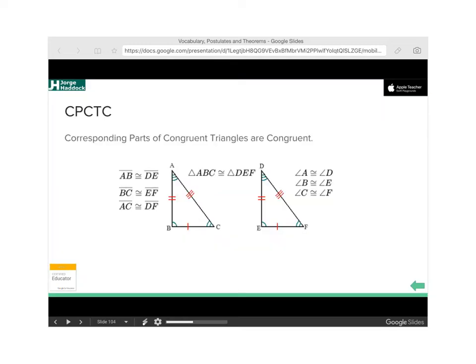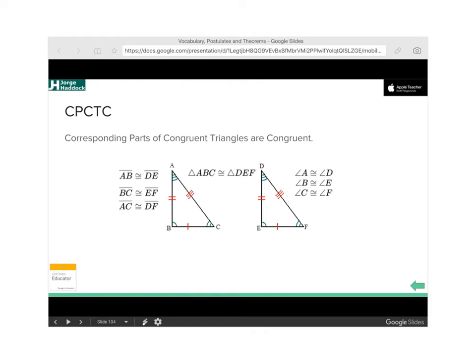Hi, so in this video we're going to be working with corresponding parts of congruent triangles, as you can see right here. We talked in our previous video that corresponding parts of congruent triangles are congruent. That says that if triangle ABC is congruent to DEF, then segment AB is congruent to segment DE, segment BC is congruent to EF, AC is congruent to DF, and angle A is congruent to D, B congruent to E, C congruent to F.